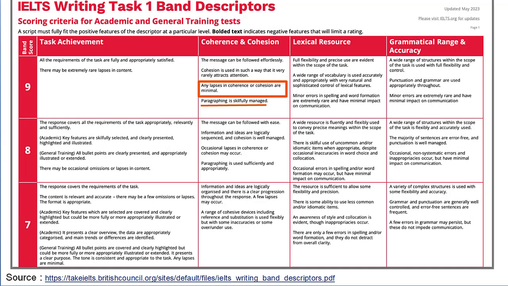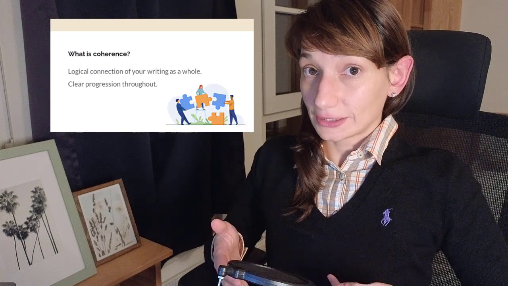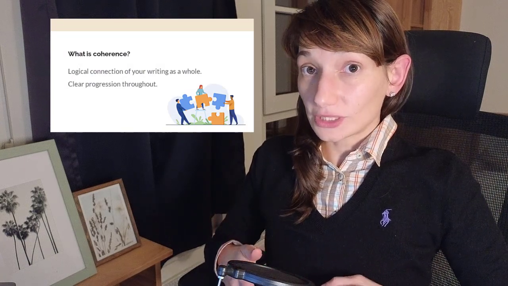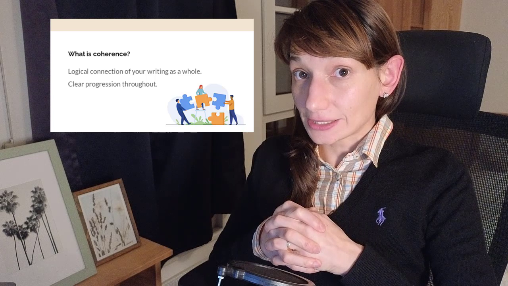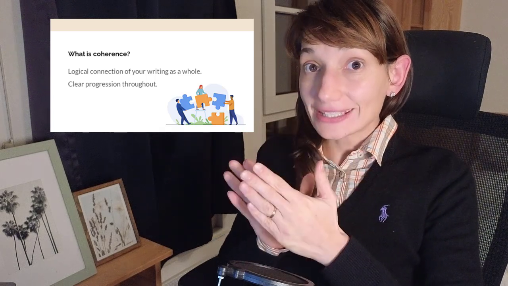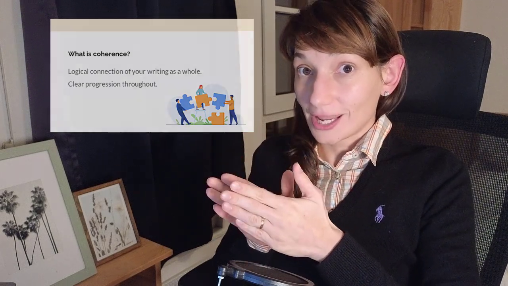So another criteria to be mindful of is coherence and cohesion. So what does it mean, and how to score high for this criteria? Coherence means that your description is logical and that you are consistent. All the parts of your description are connected and are all heading in the same direction. It's an extremely important quality of any piece of writing.